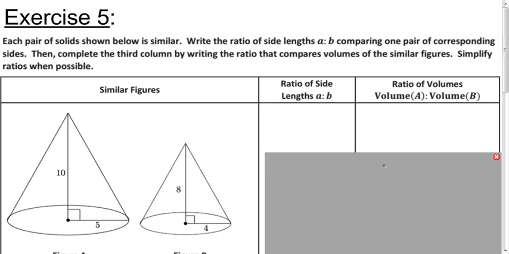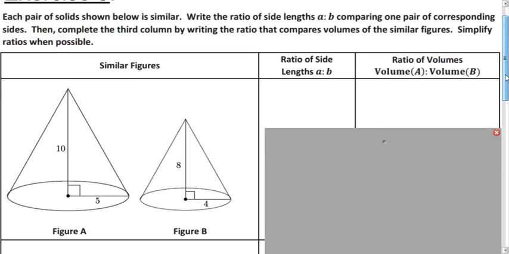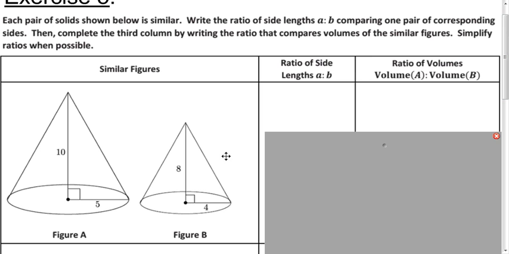So let's try that experimentally. Let's see if that's true. We're going to go through 3 pairs of solids. I'd like you to calculate the ratio of the side lengths from A to B. A is the one on the left, B is the one on the right. And figure out the ratio of the volumes. We're going to see what's going on with those numbers. So try this for the cones, and then I'll show you my solutions.